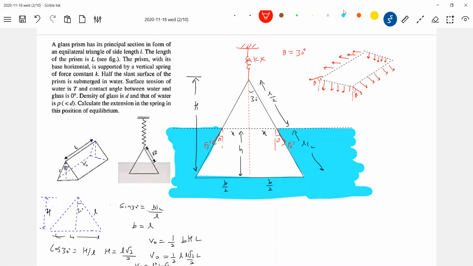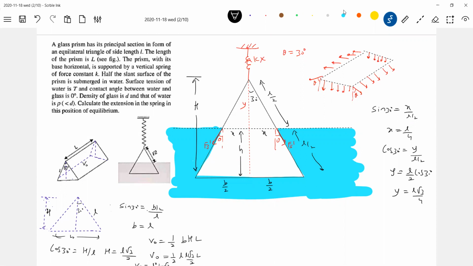So now, shall we? What is telling of the slant face? Can we calculate this distance Y? Let's get into some mathematics first. Sin 30 is equal to X by L by 2. So X equals how much? L by 4. What is cos 30? Cos 30 is equal to Y by L by 2. So Y is equal to L by 2 cos 30. So L cos 30, root 3 by 2. So root 3 by 4.